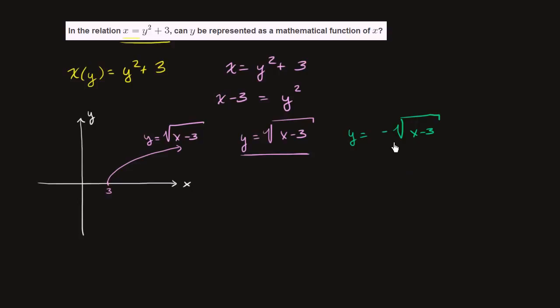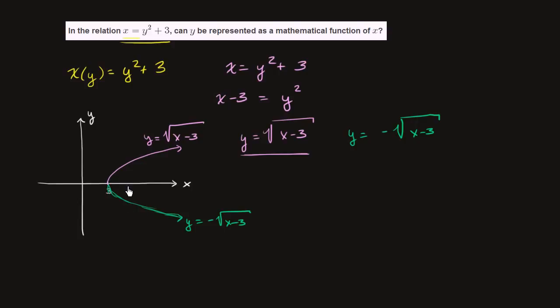And this over here, y is equal to the negative square root of x minus 3, is going to look something like this. It should make it a little bit more symmetric looking because it's going to essentially be the mirror image if you flip over the x-axis. So it's going to look something like this. y is equal to the negative square root of x minus 3. And this right over here is not a function of x.